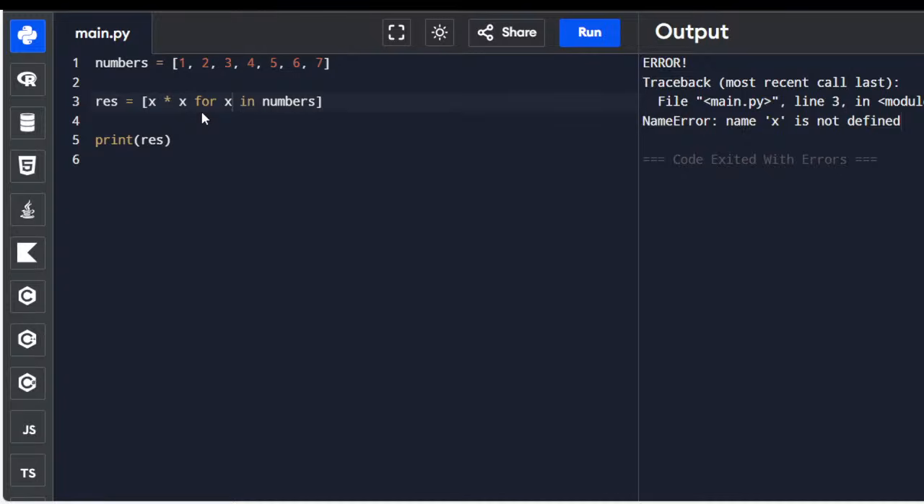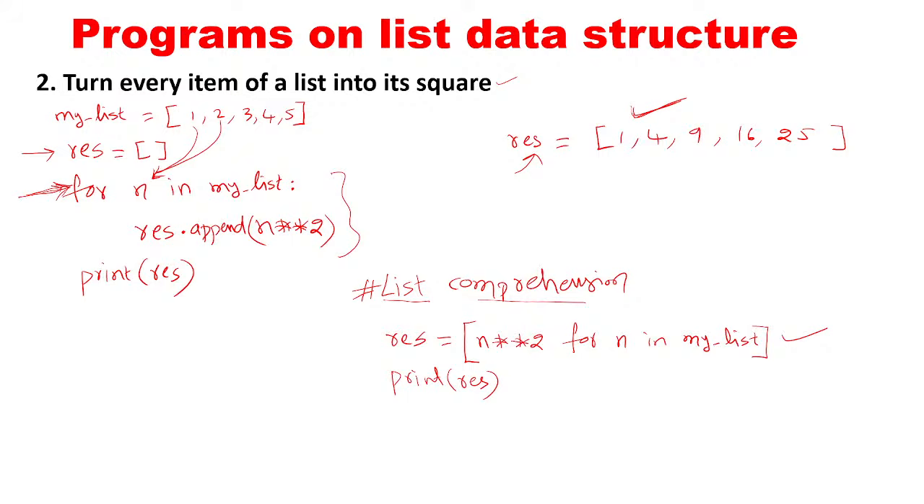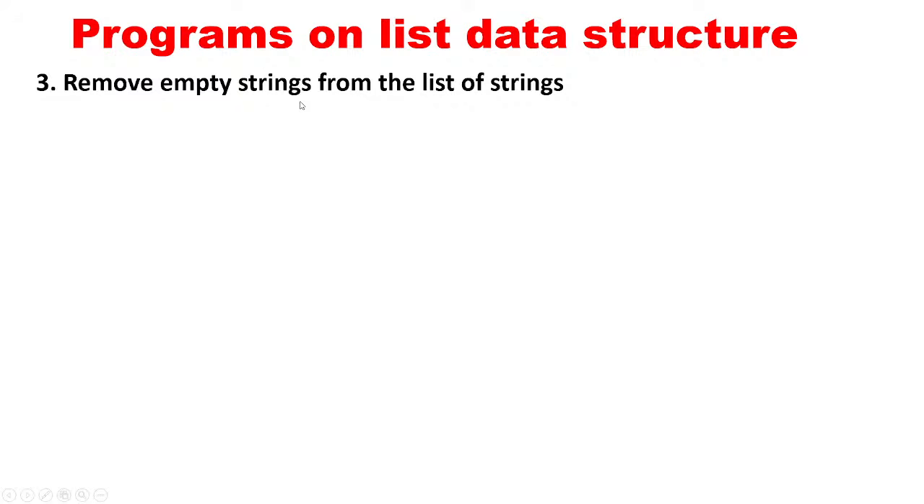Okay, so what we do is we'll move on to our PPT, right? Now, remove empty strings from the list of strings. For example, you are given a list of strings containing some empty strings also. Okay, so you want to remove those empty strings from the list and keep only valid strings inside the list. Okay, so the list should be without empty strings.